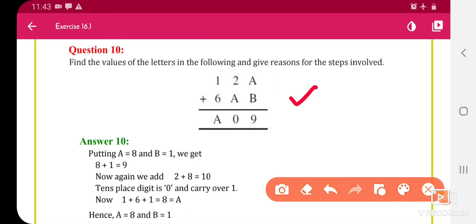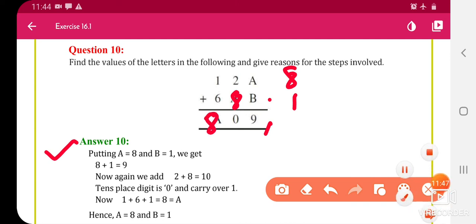Next question is question number 10. Same as it is, when we add 8, so the answer we get is this. So which value can we add, A and B. The sum is 9. Okay, so we have to put A equal 8 and B equal 1. A equal 8 and B equal 1. So we also put here A equal 8, here also 8, because we know. So 8 and 1 is 9, 8 and 2 is 10, 0, carry 1, 6 and 1 is 7 and 1 is 8. So the answer is A equal 8 and B equal 1.